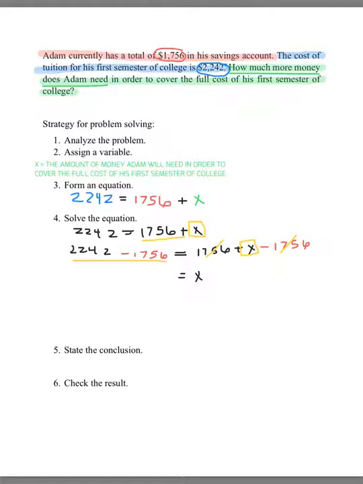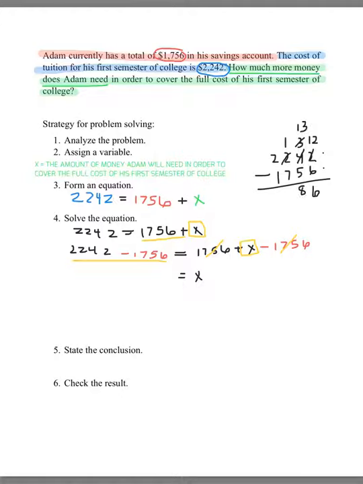So we're going to have 2,242 minus 1,756. So 2 minus 6, we can't do that, so we have to borrow from the 4, which now becomes a 3. And now our 2 becomes a 12. So now we can do 12 minus 6, which gives us 6. And now we're going to do 3 minus 5. Similarly, we cannot do that, so we have to borrow from the 2 next door. The 2 becomes a 1, and our 3 becomes a 13. So 13 minus 5 gives us 8.